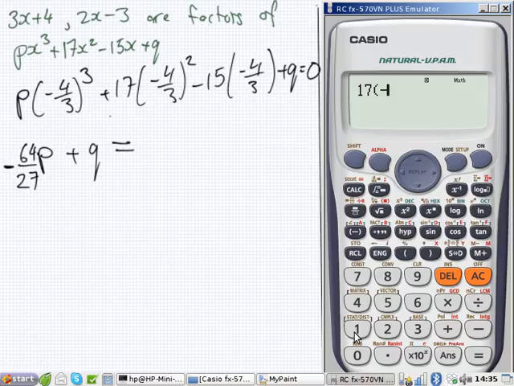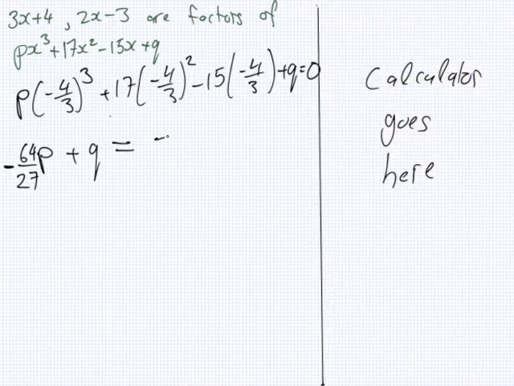17 minus... what's wrong? Look how great it is. All right. Minus 15 times minus 4 over 3. Is this what you said? Yeah. So if I take that to the other side, it'll be minus 452 over 9.